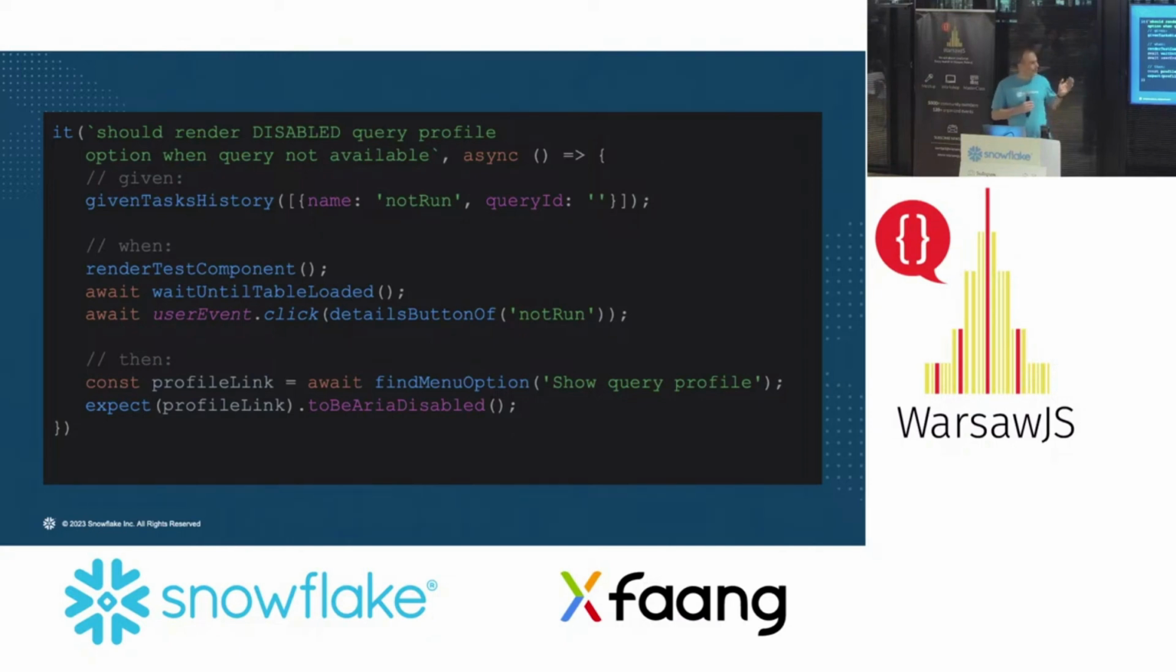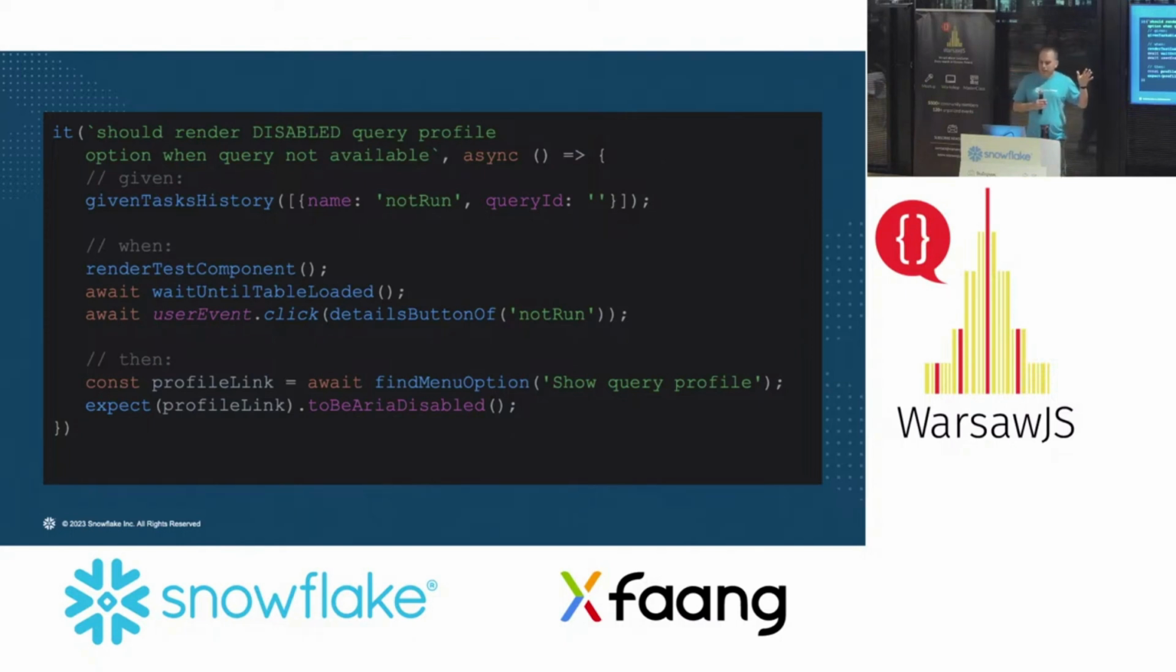Another option is to extend the testing framework, like here on the last line. To be ARIA enabled is an extension to the expect that hides the raw access to the HTML attribute. One thing to note here is also something I like to follow in the given task history method.